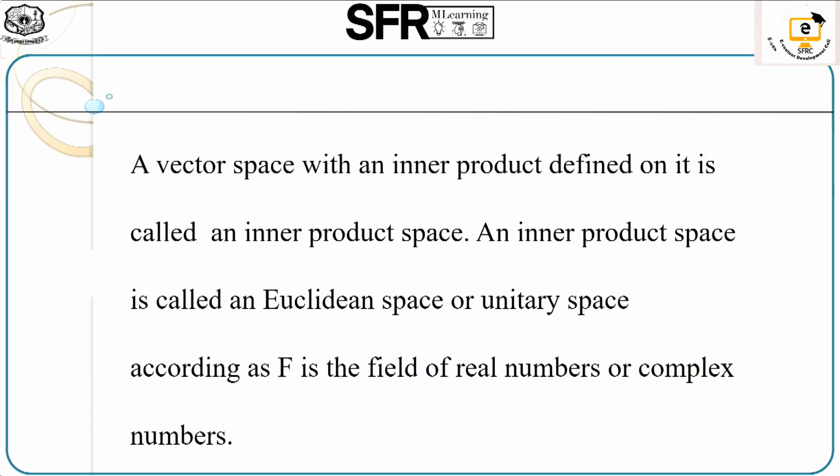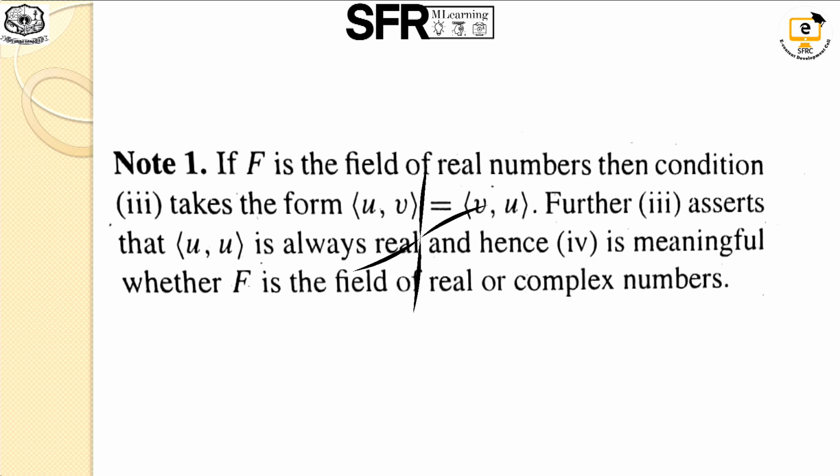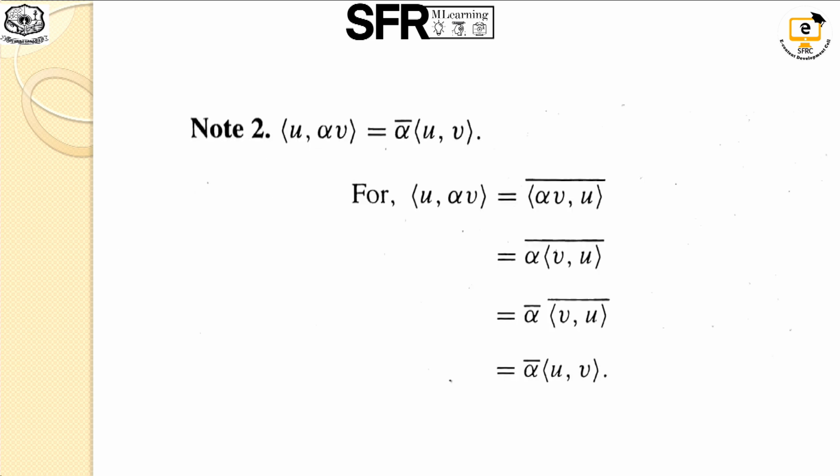Any vector space together with an inner product defined on it is called an inner product space. An inner product space is called a Euclidean space or a unitary space according as F is the field of real numbers or complex numbers. Here is an important note. If F is the field of real numbers, then condition 3 takes the form: the inner product of u comma v equals the inner product of v comma u, since in real numbers the conjugate of a number is the same number. In these cases axiom 3 is trivial. In general, axiom 3 asserts that the inner product of u with itself is always real, and hence the fourth axiom is meaningful. The next note is that the inner product of u and alpha v is alpha bar, that is alpha conjugate, into the inner product of u comma v.